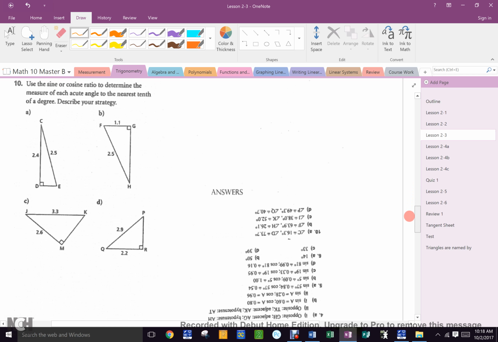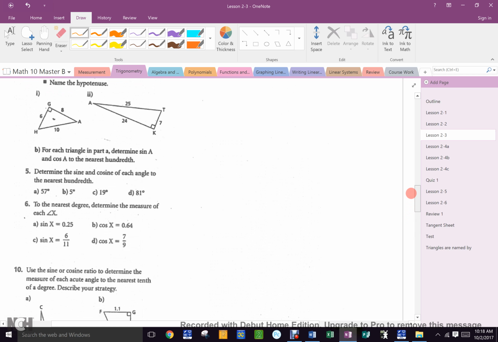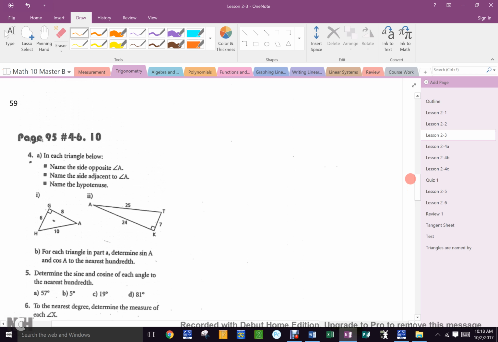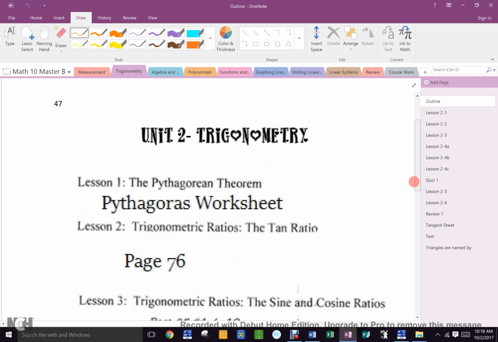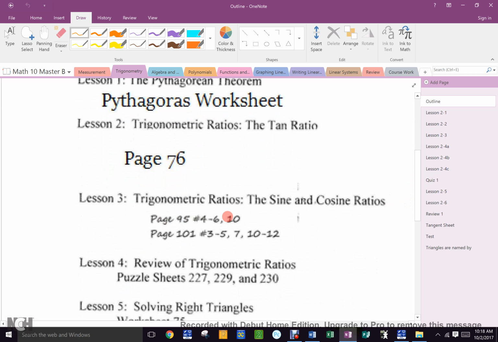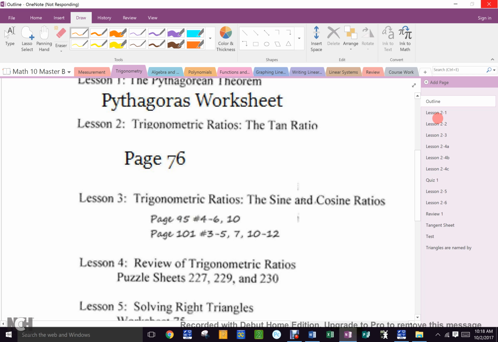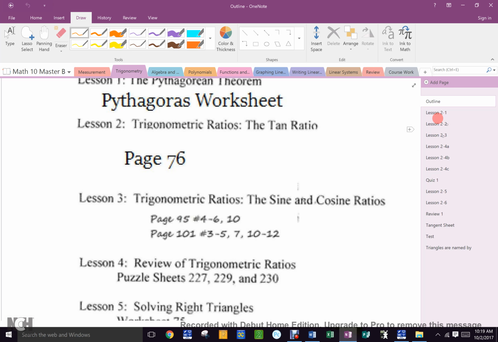Page 95. All the answers are there. Well, it's titled page 95. This is the problem, right? On your outline, it will say page 95. See? And I don't know if I put page 101 in your guys's or not. I did? So you're doing 95 and 101 right now.